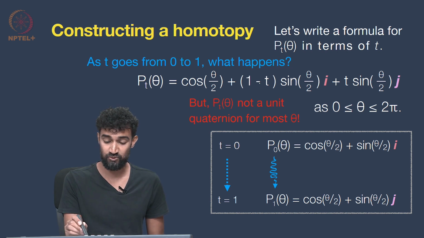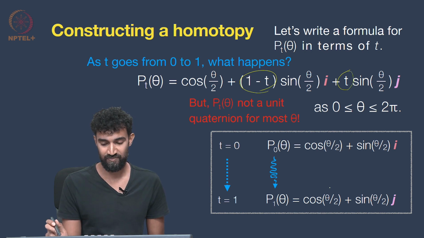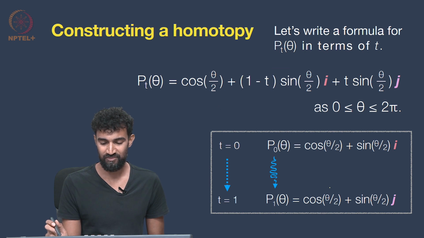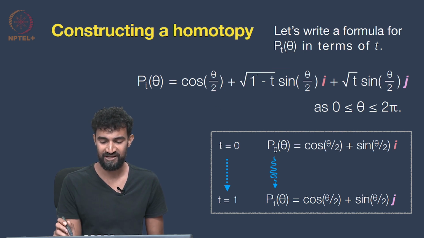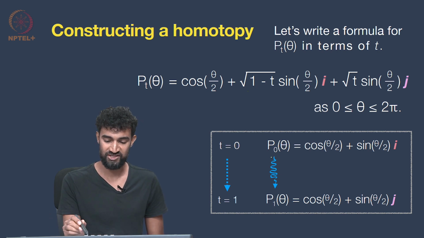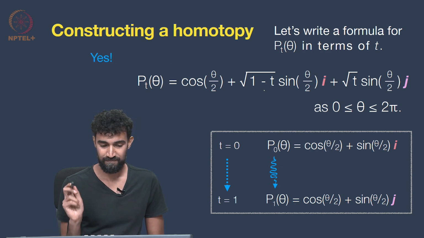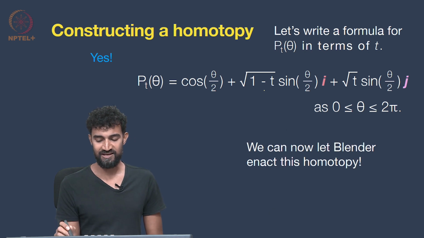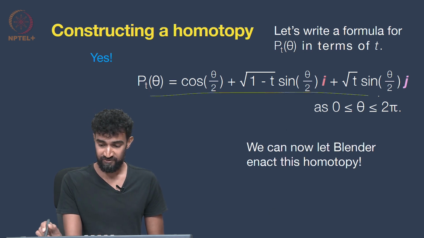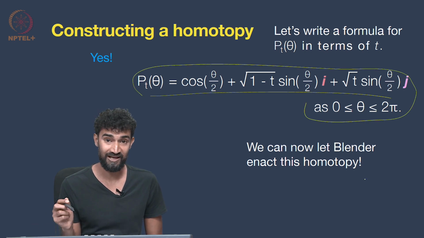Remember that the square sum of this and this has to be equal to 1. Right now it's not quite equal to 1, but if we just stick on a square root sign, now it is equal to 1. The square sum of this and this is just equal to 1 minus t plus t. So now this does work. And now we can feed this homotopy into Blender and allow Blender to enact it.